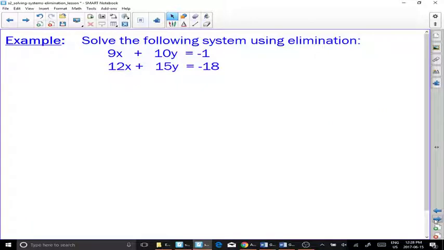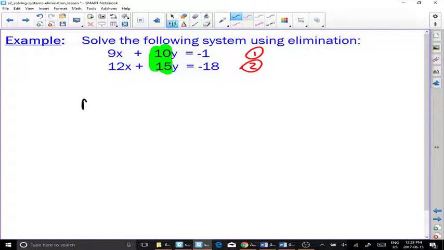Again, what we want to do is get the coefficients to be the same. In this case, though, that means that we're going to have to multiply both of the equations, not just one. So probably the easiest way of doing it is to focus on your y's. Because if you focus on your y's, you need to think of the lowest common multiple of 10 and 15. It's 30. 10 goes into 30 3 times. 15 goes into 30 twice. So if we make those both 30, we'll be able to deal with them.